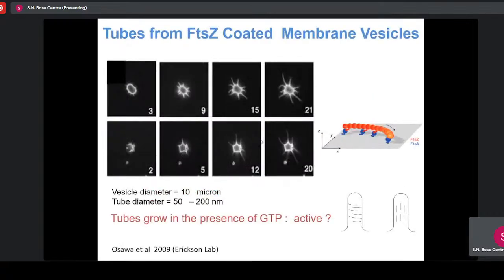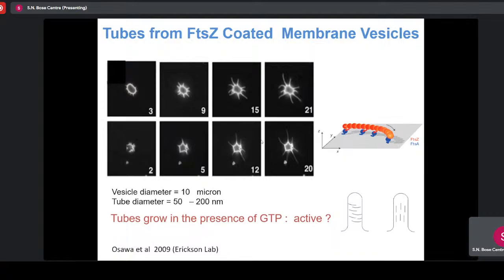Okay. So I got interested in this problem quite some time back, 2009. So in this experiment, they had a vesicle, phospholipid vesicle. And on the vesicle, they had put certain proteins. This is the name of the protein, which is important in bacterial context. So this protein has a property that it has an intrinsic curvature. It doesn't want to be straight.